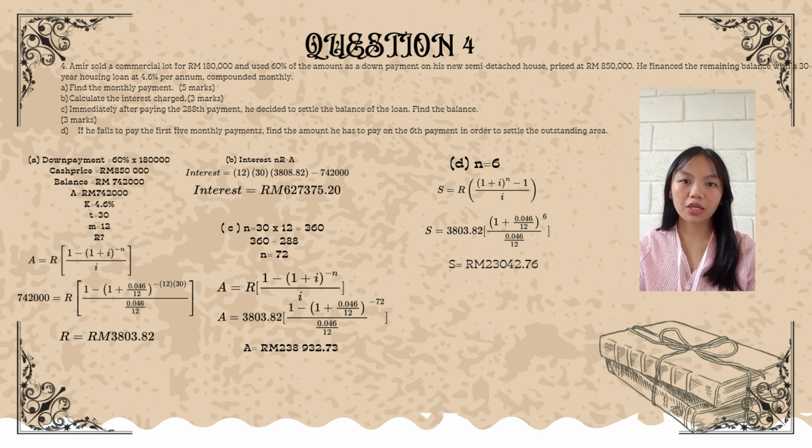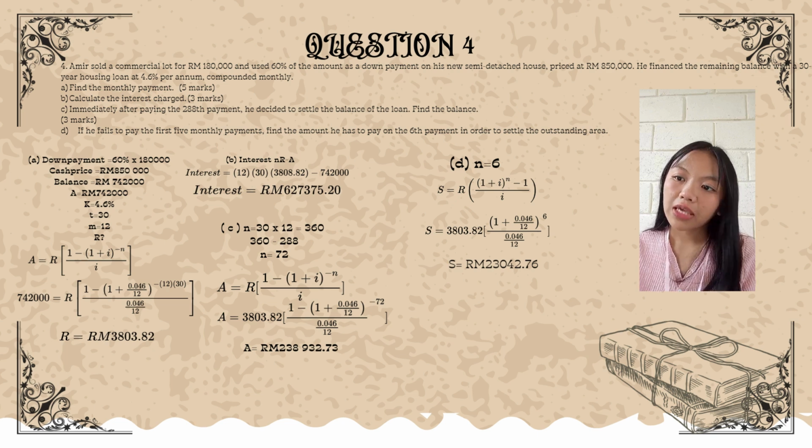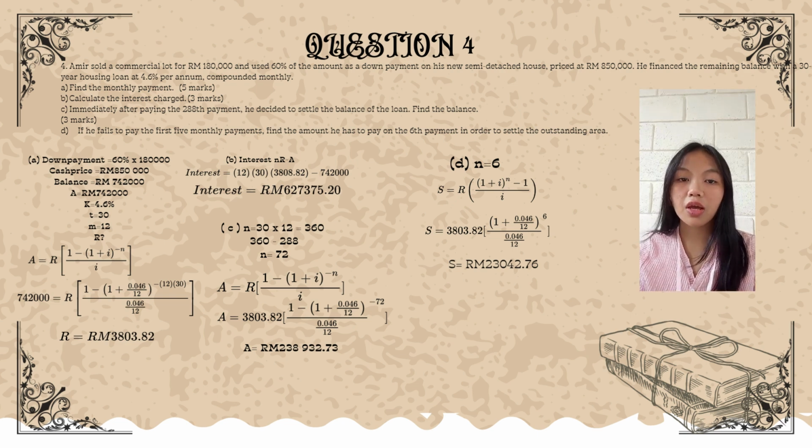Now I will be explaining how to solve the problem on question 4. So, the first question in number 4, which is 4A, the first thing you need to do is find the down payment, cash price, and balance. After getting the balance answer, which is 742,000 ringgit, then we can use the annuity formula. The information given in the question is K is 4.6%, T is 30 years, M is quarterly. So, after putting all of the information in the annuity formula, you will get the answer, which is 3,802 ringgit and 82 cents.